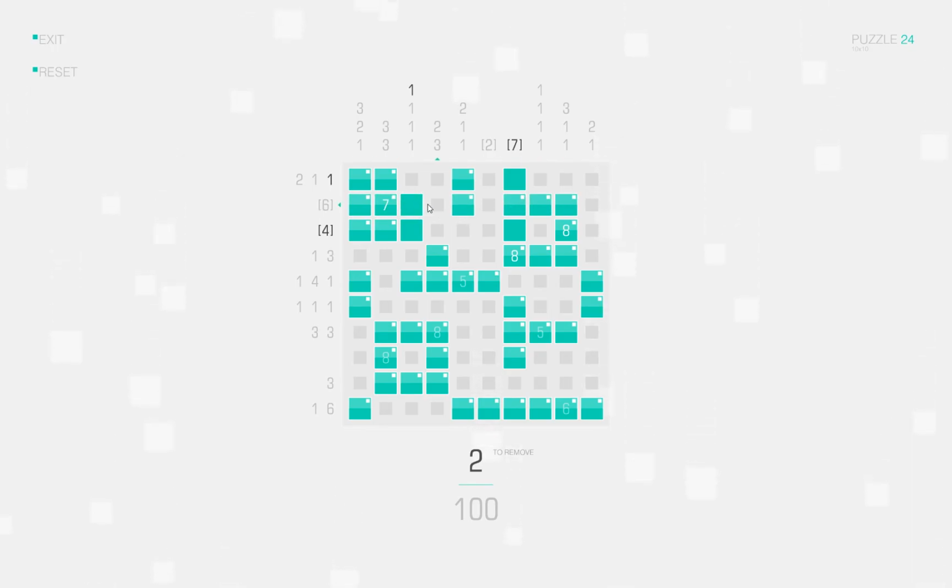And now in this row we have our 6, so it cannot be this one. And then we need 4 ones here, 1, 2, 3, 4, so we have to mark this one. Now in this row we have our 4 marked, so it cannot be this one. And then we mark the last one here.